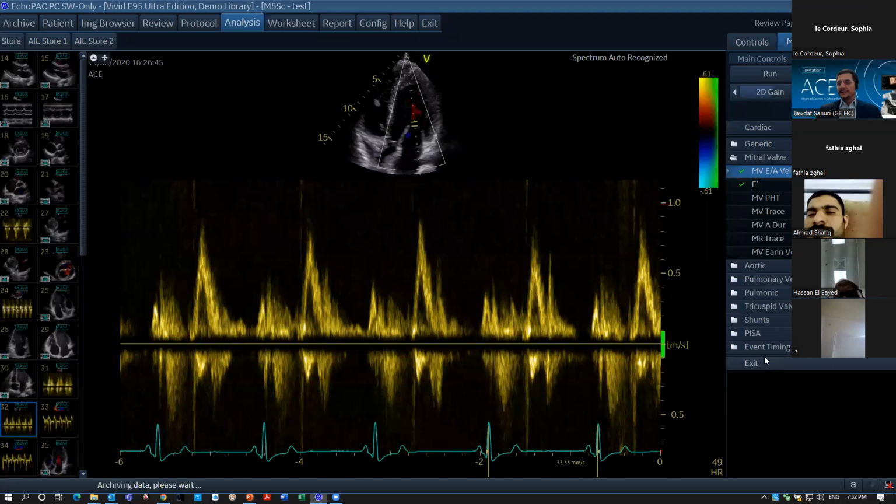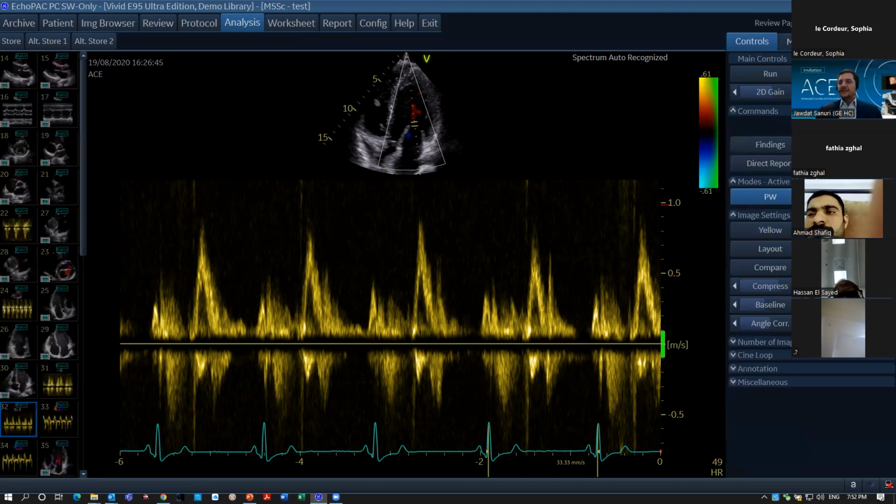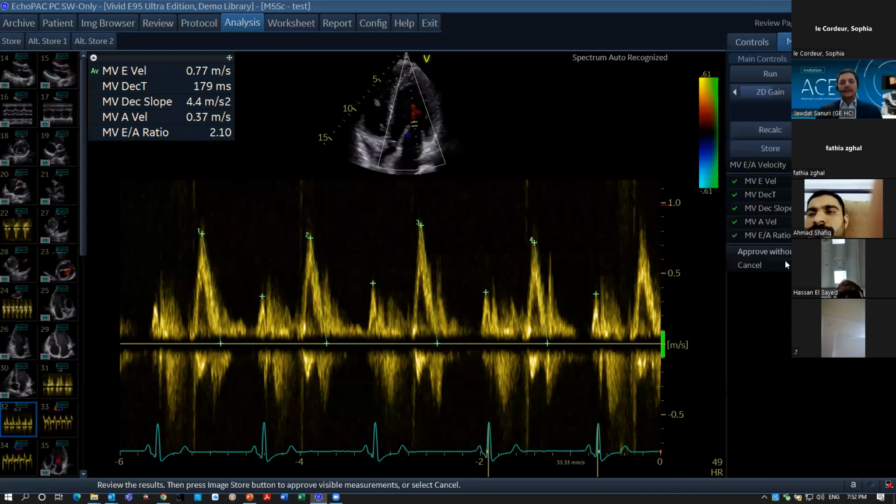So if I just exit the measurements and just press measure, you can see how AI goes to work directly, and it knows the measurements from the image and from the Doppler, and it's done the E slope, and the A and the EA ratio. You can see here E velocity, deceleration time, deceleration slope, A velocity, and the EA ratio. 1, 2, 3, 4, all 4 complete cycles that are available.